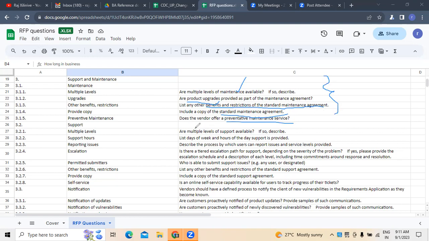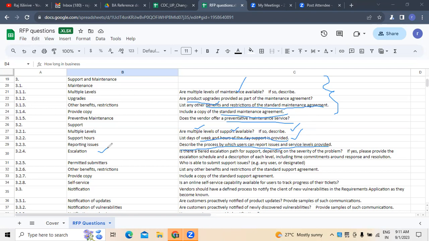After that, we must know about the multiple levels of support which are available, so that we can describe that equally. Next, we need to know about the list of days and working hours to be supported here. Followed by this, we must describe the process by which users can report issues, as well as the service levels to be provided, wherein we need to know about the escalation points. What are the different escalation points do we have? So these escalation points have to be mentioned over here.